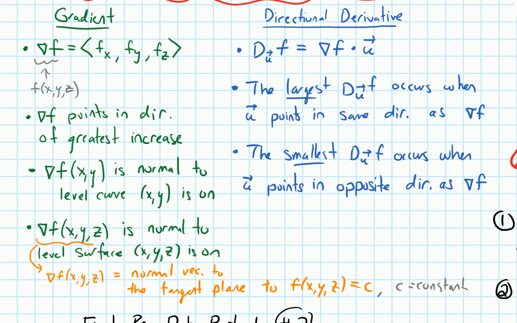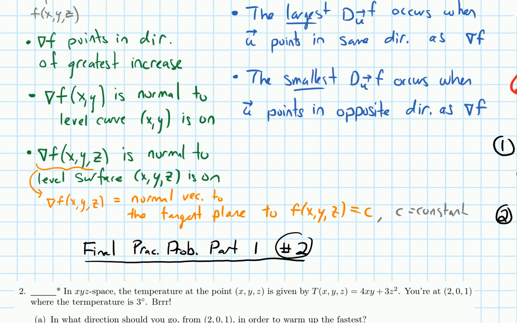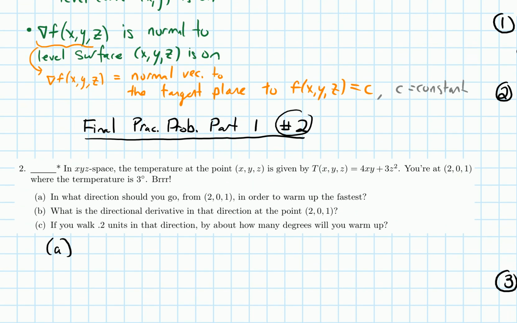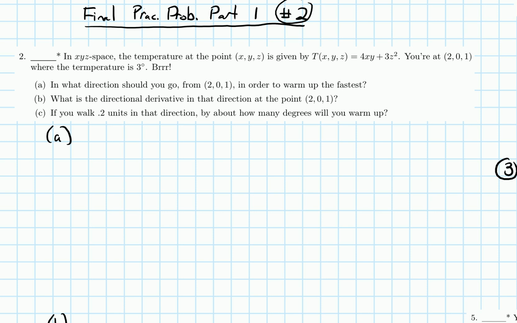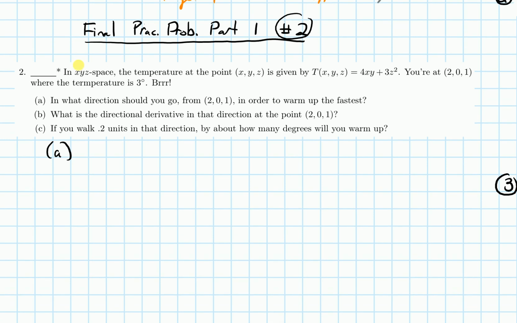Okay, so we did a bit of a review. Let's do a practice problem now. So this is from the final practice problems, part 1. So part 1 is the chapter 14 practice problems, and it's problem number 2. Okay, so this problem talks about in x, y, z space, we have this temperature function, and it says that we are at the point (2, 0, 1), and at that point the temperature is 3 degrees.